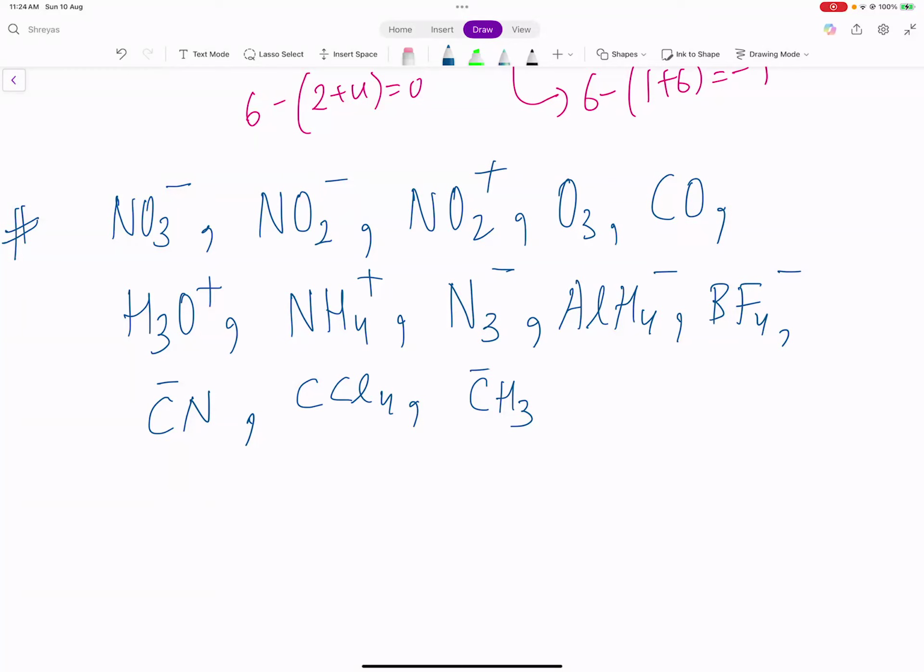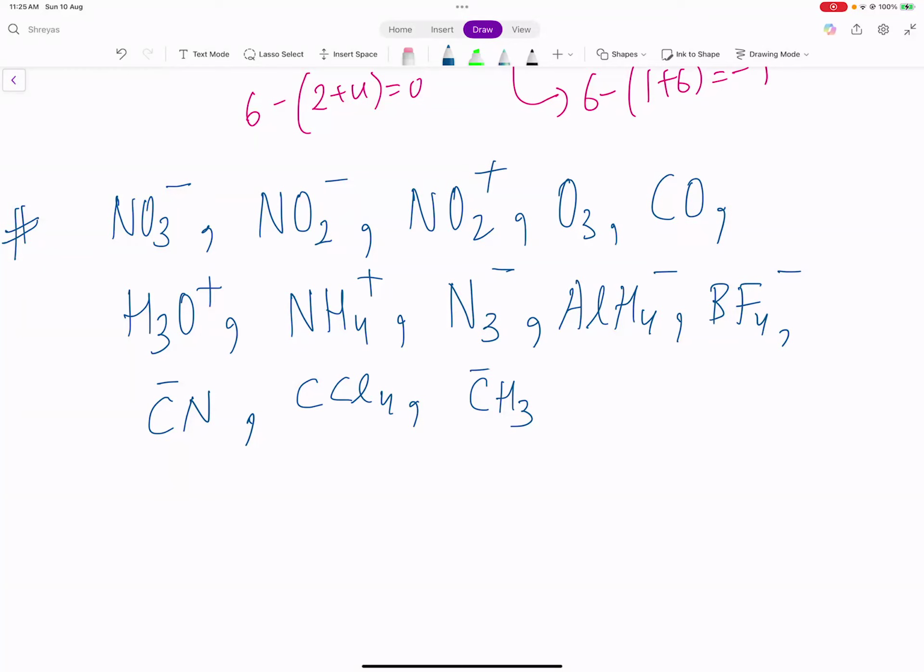Sir, I sent all of them. Okay. See, when you are writing the formal charges, you have to indicate over the atoms, okay? Okay, sir. Looks pretty good.